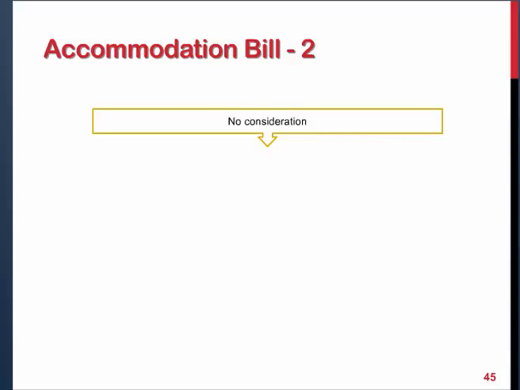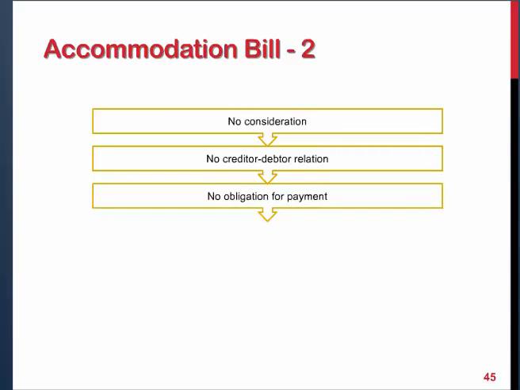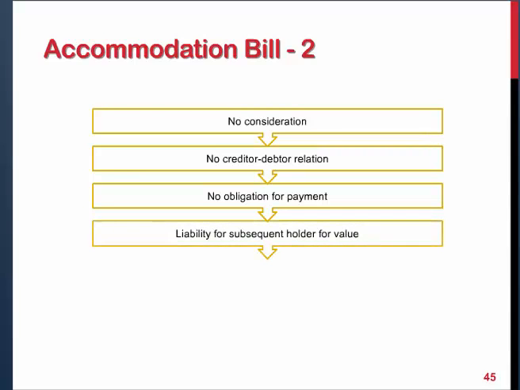The drawer does not give any consideration to the drawee, but the bill is drawn with an object of providing financial help to the drawer or to both drawer and drawee. Thus, there is no relationship of creditor and debtor between drawer and drawee. In an accommodation bill, there is no obligation for payment.